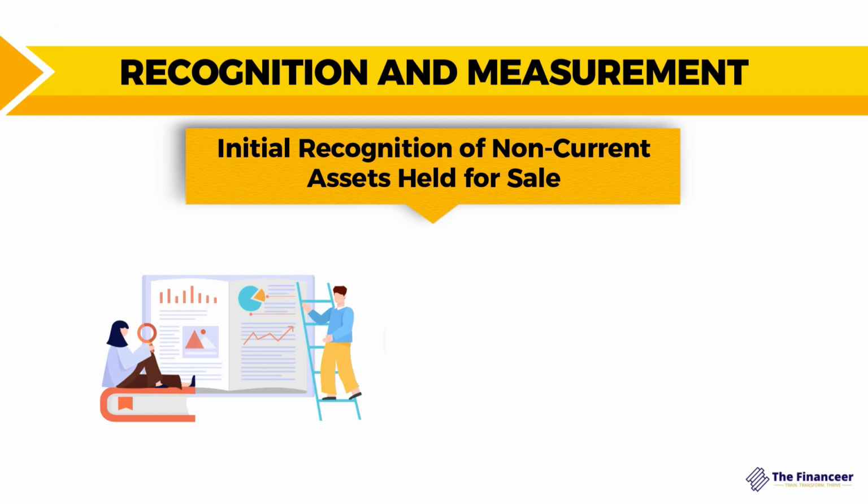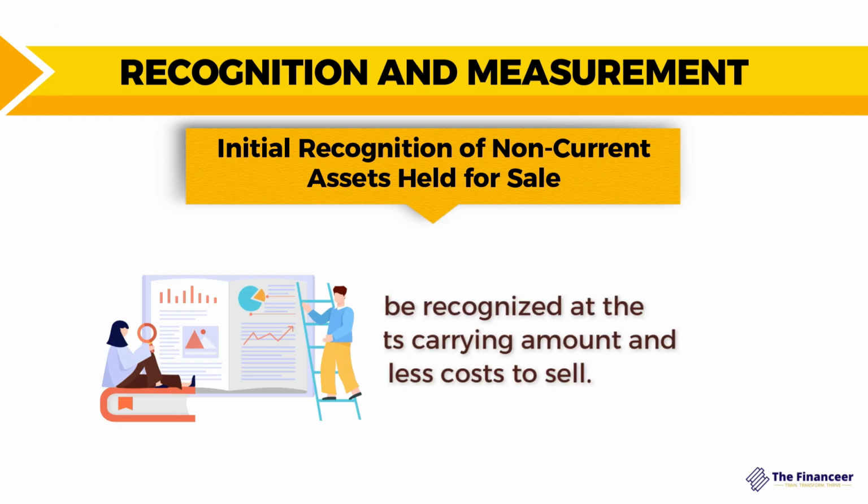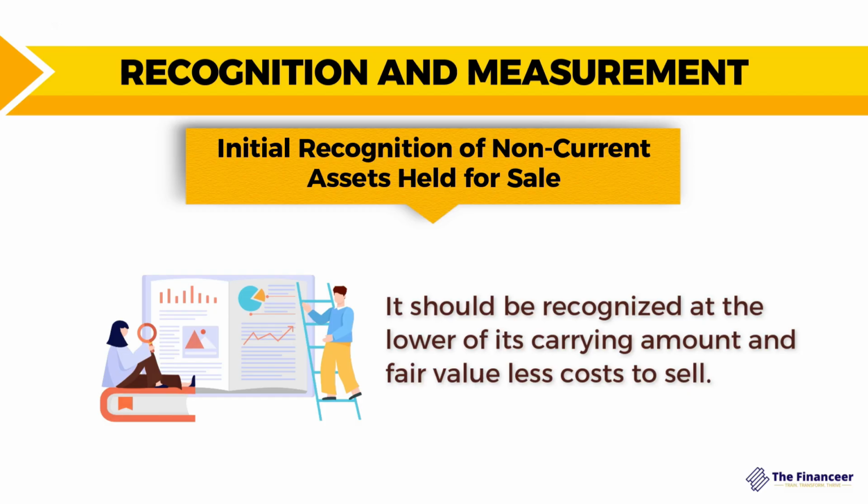Let's start with the initial recognition of the non-current assets held for sale. When an asset meets the criteria for being classified as held for sale that we discussed in the previous module, at the date of the classification, it should be recognized at the lower of its carrying amount, which is the updated carrying amount as of the date of the classification, and the fair value less cost to sell. So the company must assess the carrying amount and update it based on the date of the classification, and also assess the fair value less cost to sell on the date of the classification, and then select the lower out of these two components.